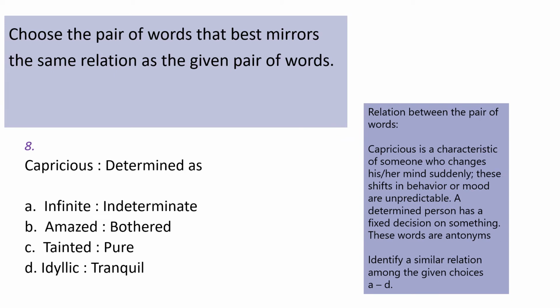For number 8, we have capricious is to determined. So the relation between these two is that capricious is a characteristic of someone who changes one's decision or one's mind suddenly, and this shift in behavior or mood will be unpredictable, while a determined person has a fixed decision on something. So these two words, the first pair that's given, are antonyms. One will have to look for the same relation, that means antonyms, among the choices A to D.